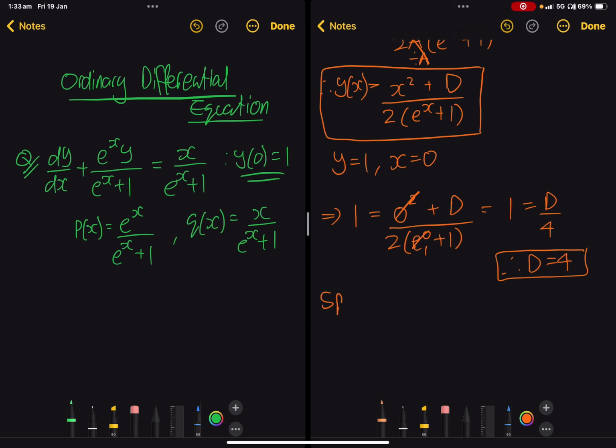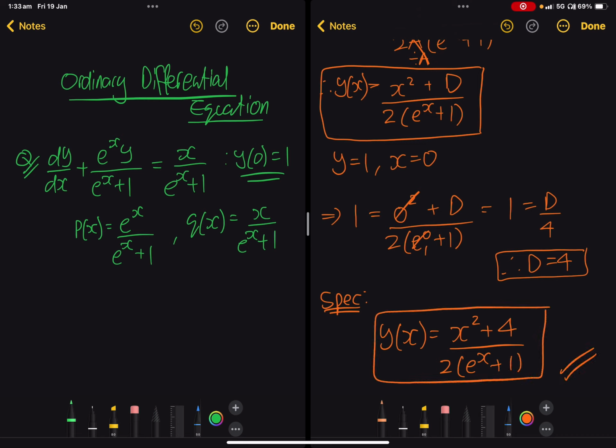And this means our specific solution, the solution once we take the initial condition into consideration, is in fact y of x is equal to x squared plus 4 over 2 times e to the x plus 1. So this is our specific solution. And that's, in a sense, the end of the question.